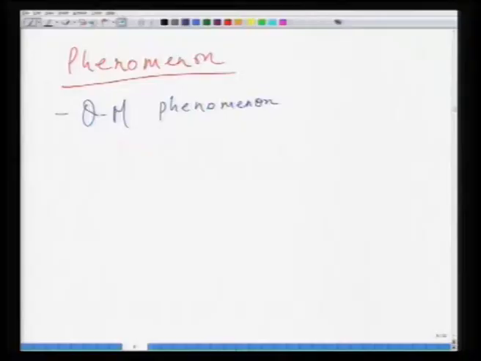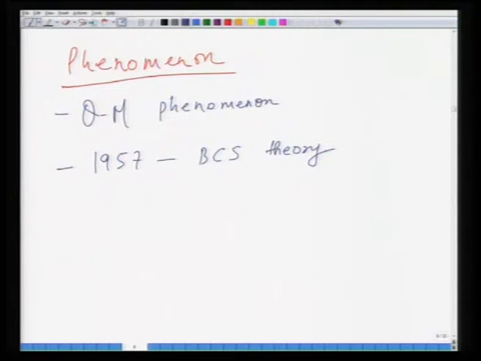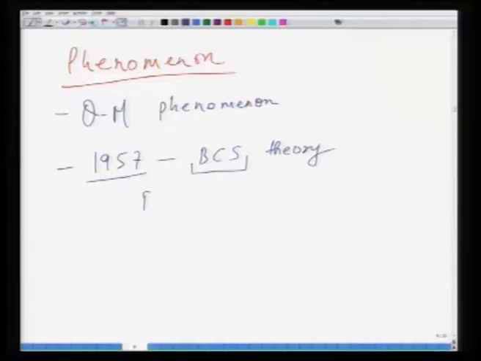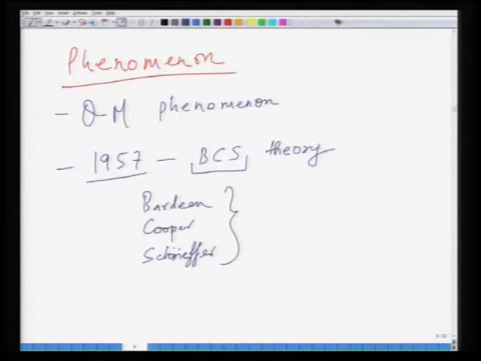So, what happened was in 1957, BCS theory, which was coined after Bardeen, Cooper and Schrieffer, three scientists. Bardeen was John Bardeen, and Cooper was Leon Cooper, and Robert Schrieffer. These three scientists together discovered this theory in 1957, based on what is called the formation of Cooper pairs in the superconducting materials, which gives rise to this kind of superconducting behavior, and for which Bardeen, Cooper and Schrieffer all three got the Nobel Prize in Physics.